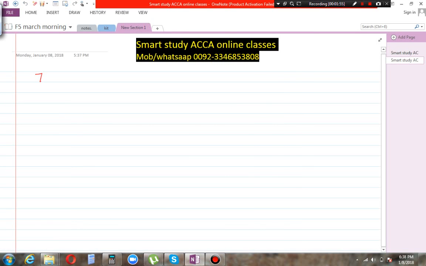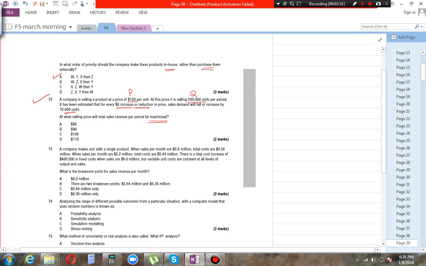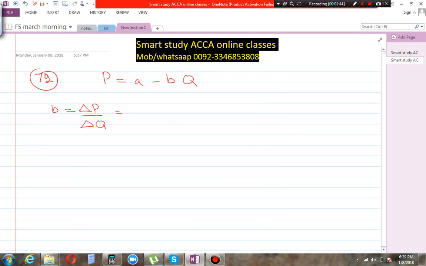So question number 72, the demand equation says that price P is equal to A minus BQ. B is the gradient or the slope, A is the maximum price at which demand is 0, and price is given to us and quantity is also given to us, right? So let's calculate B first. The formula for B is change in price divided by change in the quantity, and as per our question, it has been estimated that every $5 increase or reduction, so the change in the price is 5 and the change in the quantity is 10,000. So 5 divided by 10,000 should give you 0.0005, so the gradient or the slope is 0.0005, right?